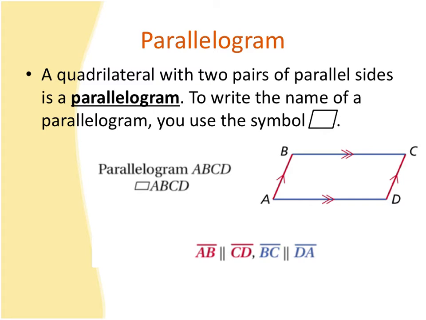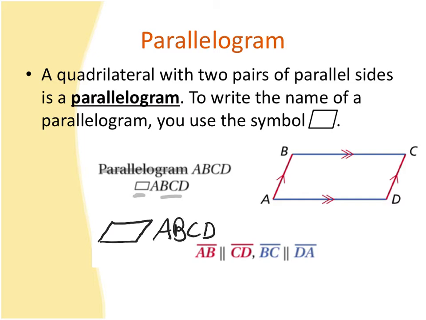When you want to write out the name of a parallelogram, you don't need to sit here and write the word parallelogram each time. You can just put this little picture of a parallelogram in front of the four vertices. So if I wanted to name it, again, just draw like a slanty rectangle, and then you put A, B, C, D. Make sure you go in order.